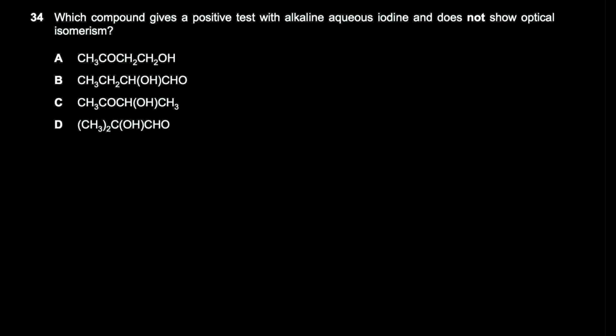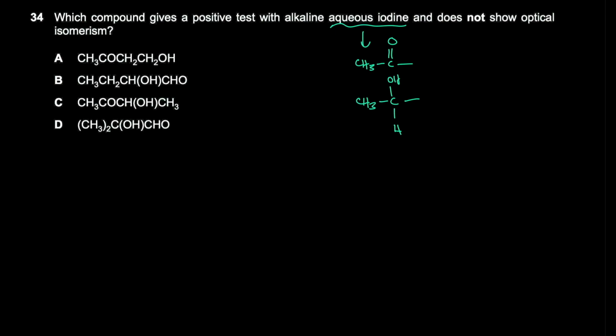Which compound gives a positive test with alkaline aqueous iodine and does not show optical isomerism? A positive test with alkaline aqueous iodine means that it has to be either a CH3CO group in an aldehyde or a ketone, or it has to be a CH3CHOH group.